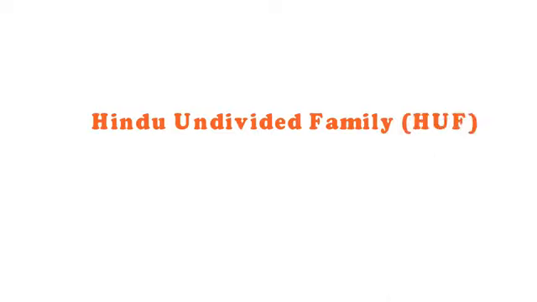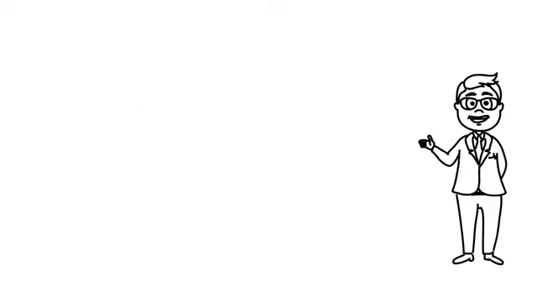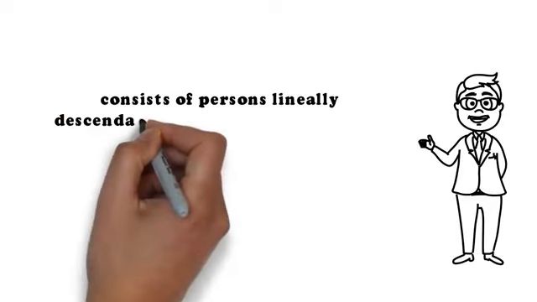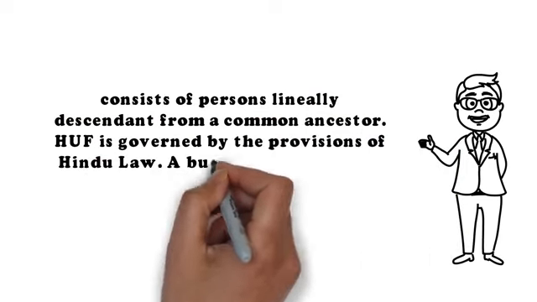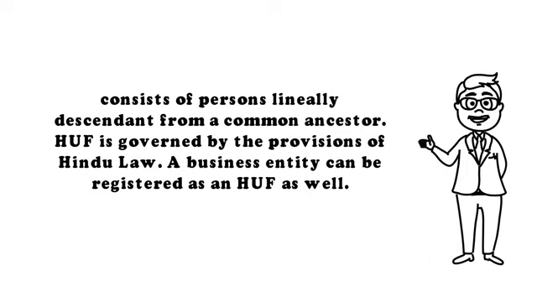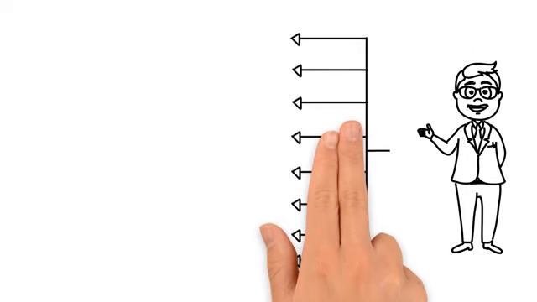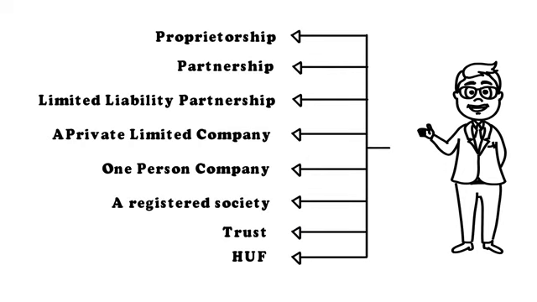8. Hindu Undivided Family (HUF) consists of persons lineally descendant from a common ancestor. HUF is governed by the provisions of Hindu law. A business entity can be registered as an HUF as well. Now that we know the different types of businesses in India, we may choose the one that suits us the most and move to the next step.